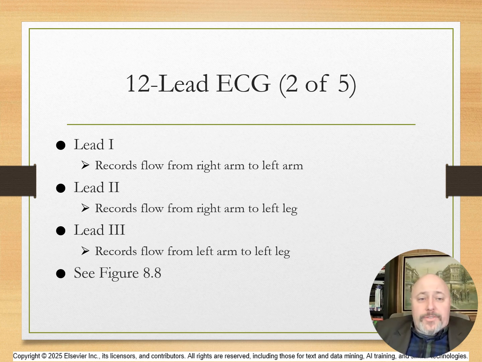In lead 1, this records the magnitude and direction of current flow between the negative lead on the right arm and the positive lead on the left arm. In lead 2, this records activity between the negative lead on the right arm and the positive lead on the left leg. And in lead 3, this records activity from the negative lead on the left arm to the positive lead on the left leg.